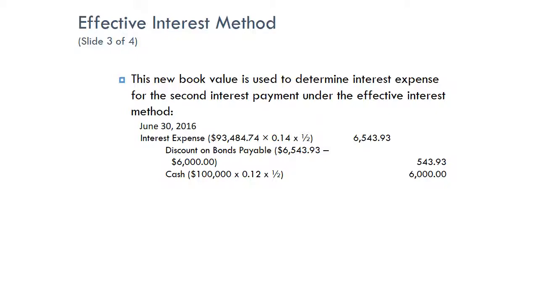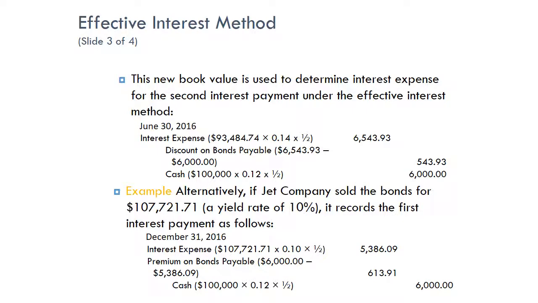That doesn't change. The difference is how much you reduce the discount on bonds payable. So you just recognized essentially $543.93 of that discount on bonds payable. So you're recognizing the discount over the life of the bond. Okay, and you could see how this carries through.